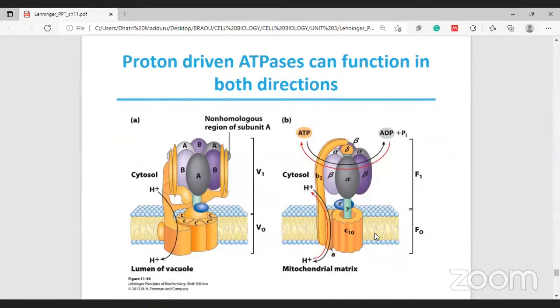F1 has subunits: alpha, beta, gamma and delta subunits, which will be rotating. During this rotation, the conformation of these subunits will change and ATP will be synthesized from ADP and Pi. This is mediated by the energy supplied by the proton gradient. Okay. So this is in the cytoplasm, where you have V0 and V1 subunits.